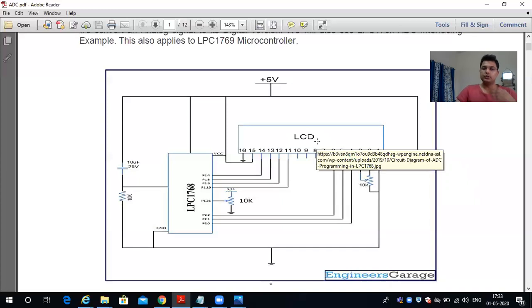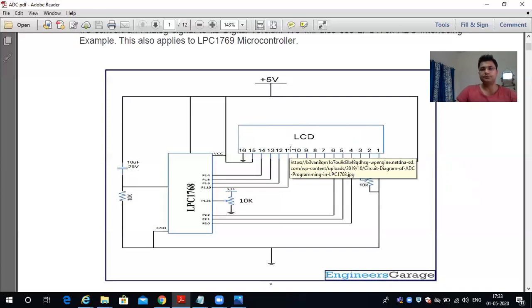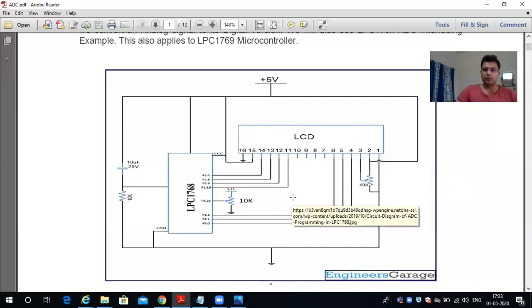So that is the LCD. Here we are using a 16 cross 2 LCD. That means 16 characters in one line, and there are 2 lines. In 4-bit mode we will use it. So this is all about the schematic.